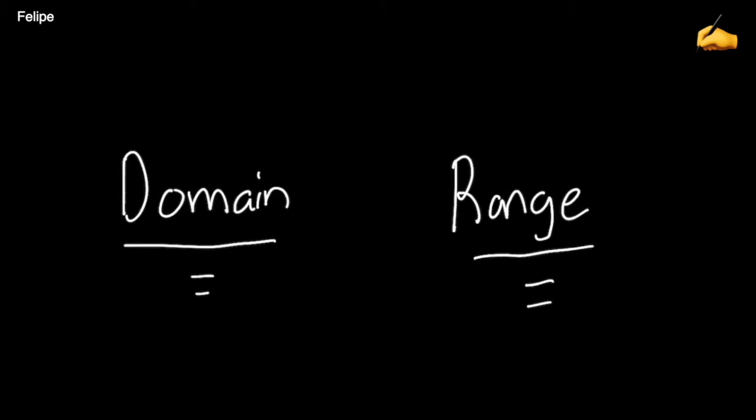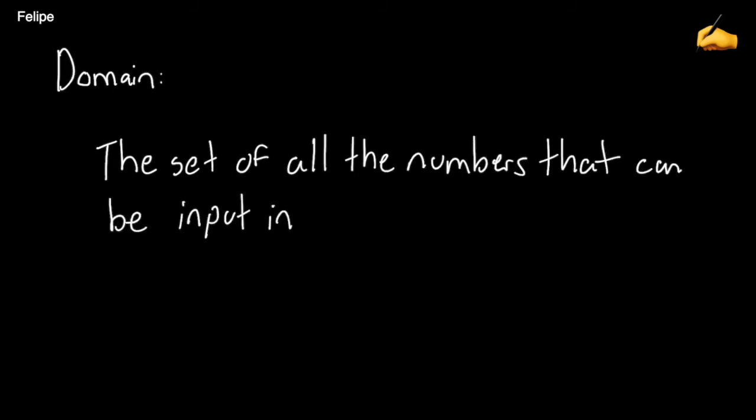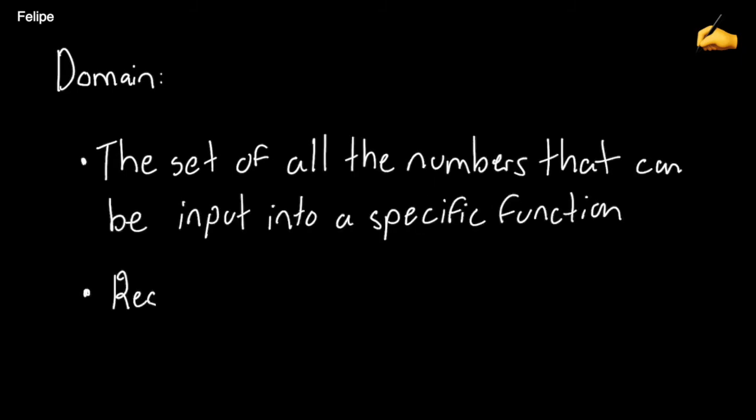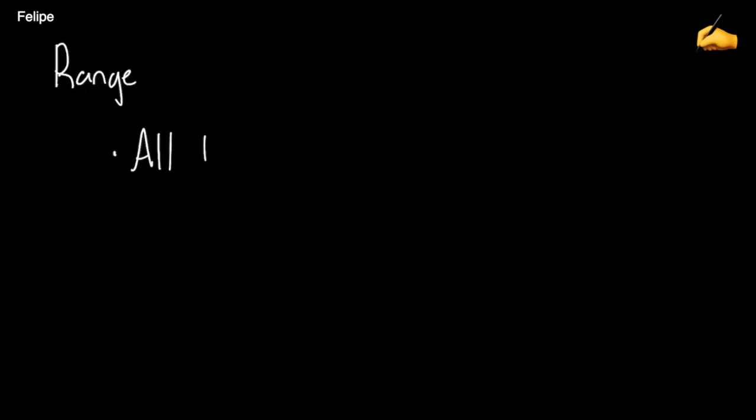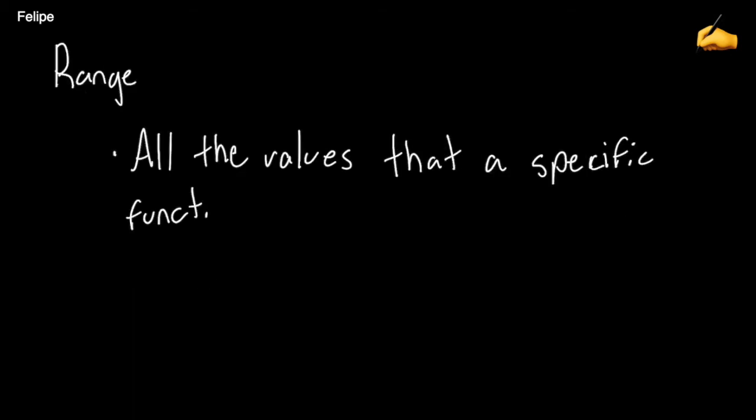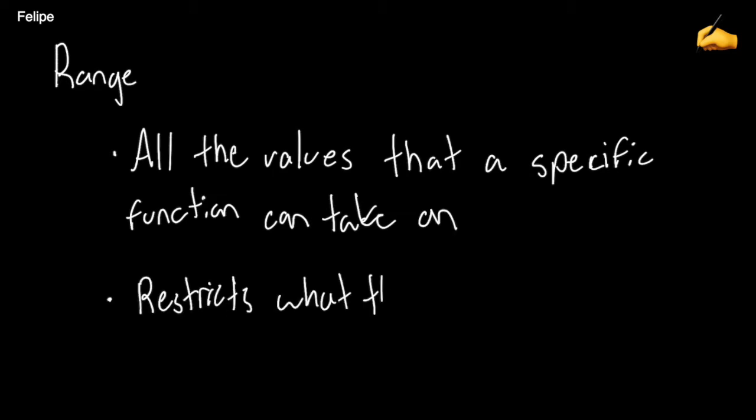Let's start with the domain. The domain is the set of numbers that can be input into a specific function, restricting what the x can be. The range, on the other hand, is all the values that a specific function can take on, restricting what the y can be. Functions are what map a value in the domain to a value in the range.